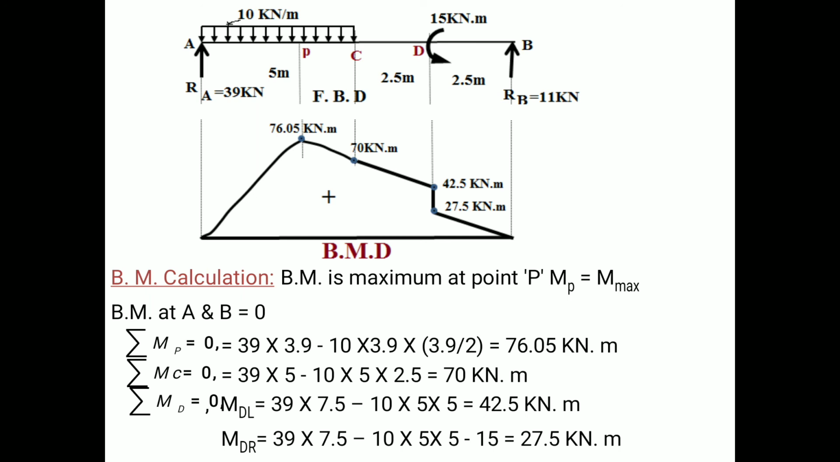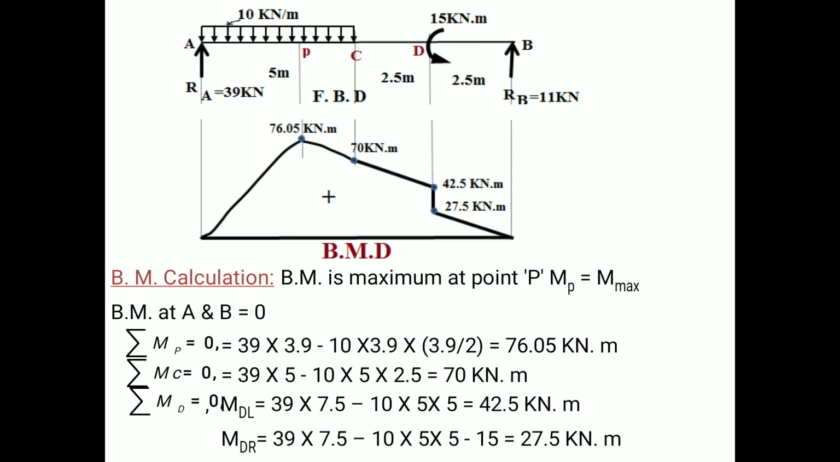From these values of bending moment we are going to draw the bending moment diagram. Remember that at point A we have 0 bending moment, so this is the 0 value at A. At point B also we have 0 value of bending moment. At point P we have the maximum bending moment, but if you observe, from A to C a UDL is acting, therefore for the UDL in the bending moment diagram we have to join it by a parabolic curve, and that should be a second degree parabolic curve. Therefore from A to C we join it by a parabolic curve, which has its maximum value at point P, that is 76.05 kilonewton meter.